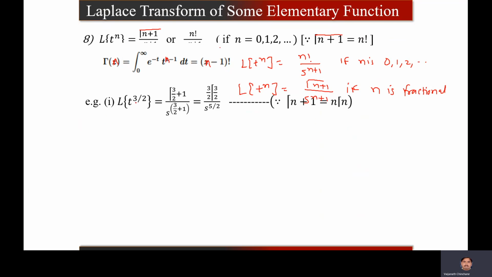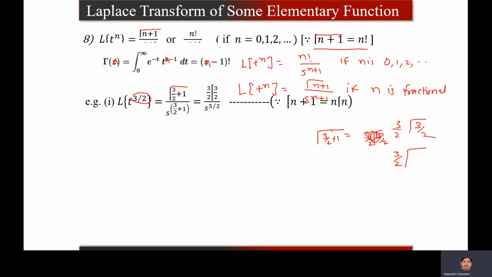We take the examples. Laplace of t raised to half is equal to gamma of n plus 1, what is n? n is 3 by 2. So what is the formula? 3 by 2 plus 1. So gamma of 3 by 2 plus 1 upon s raised to 3 by 2 plus 1. But remember, gamma of 3 by 2 plus 1 equal to, using this formula, 3 by 2 gamma of 3 by 2.